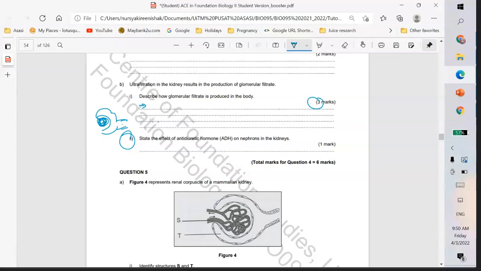Blood flow through the glomerular capillaries under the high pressure, causing more than. Can you read the question? Read the question first, please. Describe ultra-filtration in the kidney result in the production of glomerular filtrate. That is what we just discussed. State the effect of the antidiuretic hormone ADH on nephron in the kidneys. Okay. Nephrons become more permeable towards water collecting. Thank you, madam.